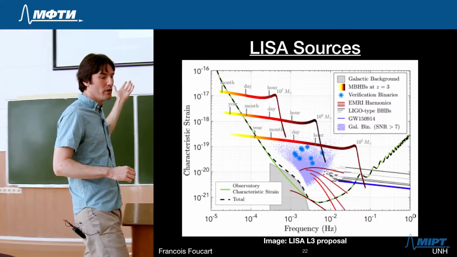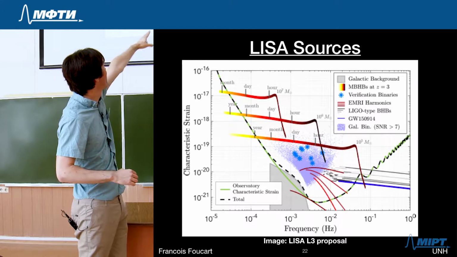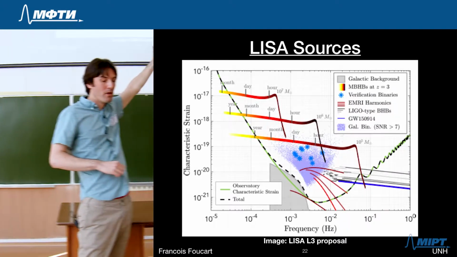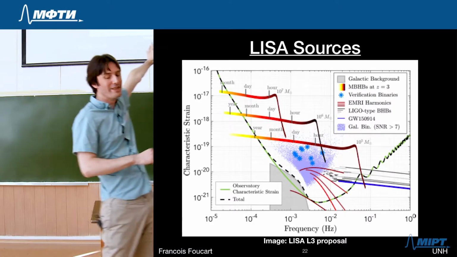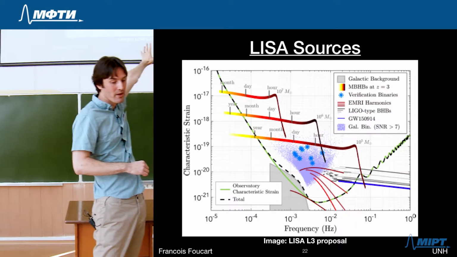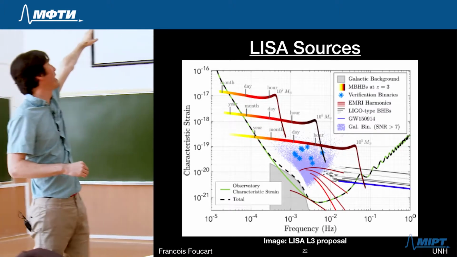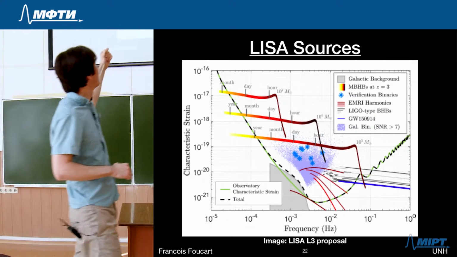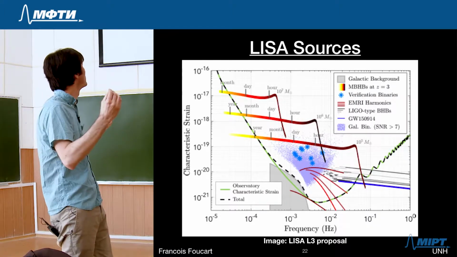Other things that you can do are very massive black hole binaries. Those are the yellow and red and black curves that go across there and last from months to years in the LISA signal. Those are 10 to the 5, 10 to the 6, and 10 to the 7 solar mass black hole binaries going from bottom to top. So that's the kind of equal mass black hole binaries that LISA is sensitive to.